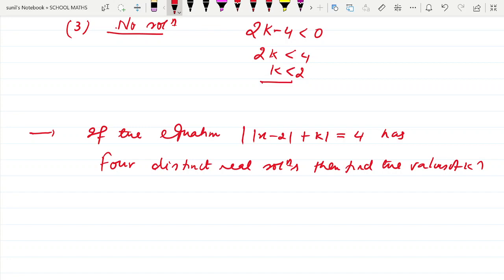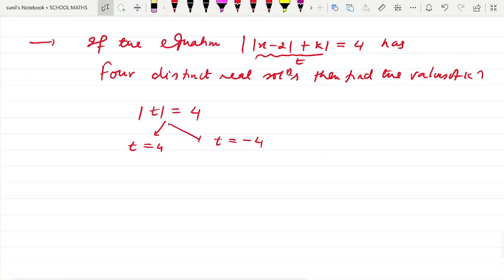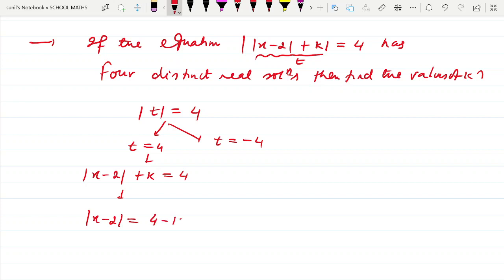Since on the right hand side we have a positive quantity, if I take this quantity as t, so we have |t| = 4. So it will give either t equal to 4 or t equals to minus 4. Is that okay? Yes. Now substitute t. |x - 2| + k = 4. Let us simplify this one first. |x - 2| = 4 - k.